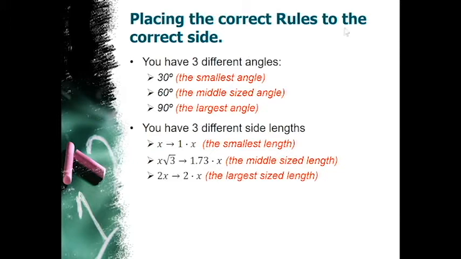So now we have a 30-degree angle, which is our smallest, 60-degree angle, which is our middle-sized angle, and a 90-degree angle, which is our largest size angle. We have 3 different side lengths. We got x, which is truly a 1x, x root 3, which is 1.73 times x, and 2x, which is obviously 2 times x.